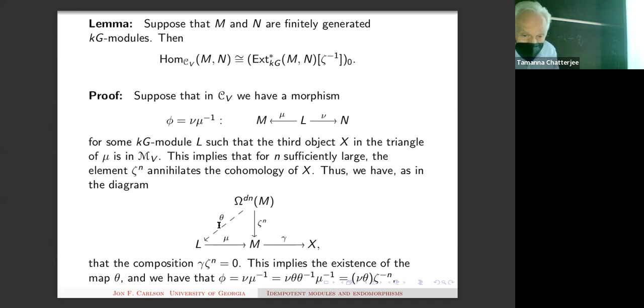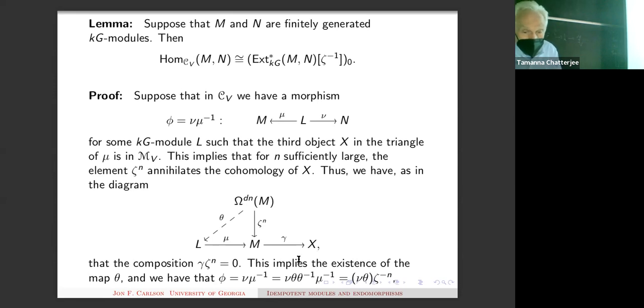Consequently, I get a map theta, which goes here. All right. Now, there's something that's still to prove. What I want to prove is that the third object in the triangle of theta is also in the subcategory.